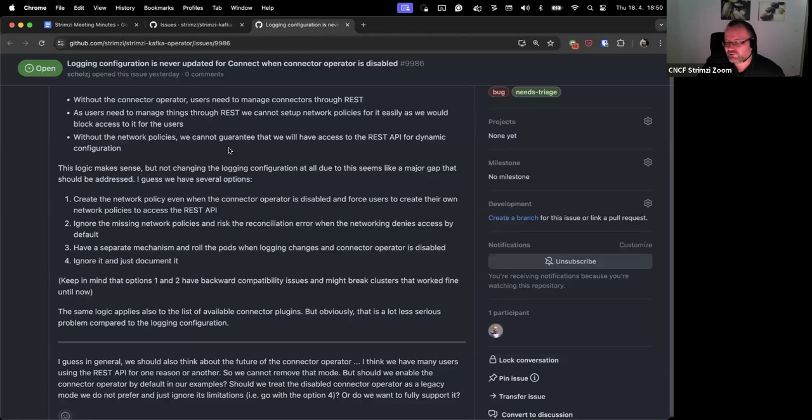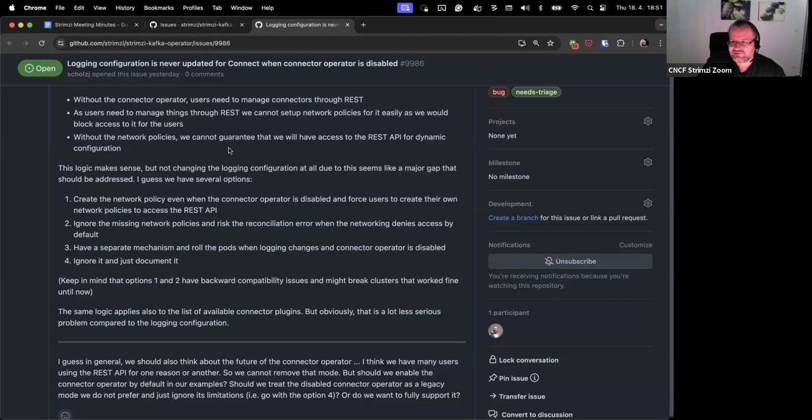And without that, we actually don't know if we will have access if the networking defaults to denying communication. But if we create the network policy even when the connector operator is disabled, then we might break things for users using it today. So I guess our options are: ignore it and just document it as a known issue, or we can just create the network policy and tell everyone who runs into problems to create their own policy.